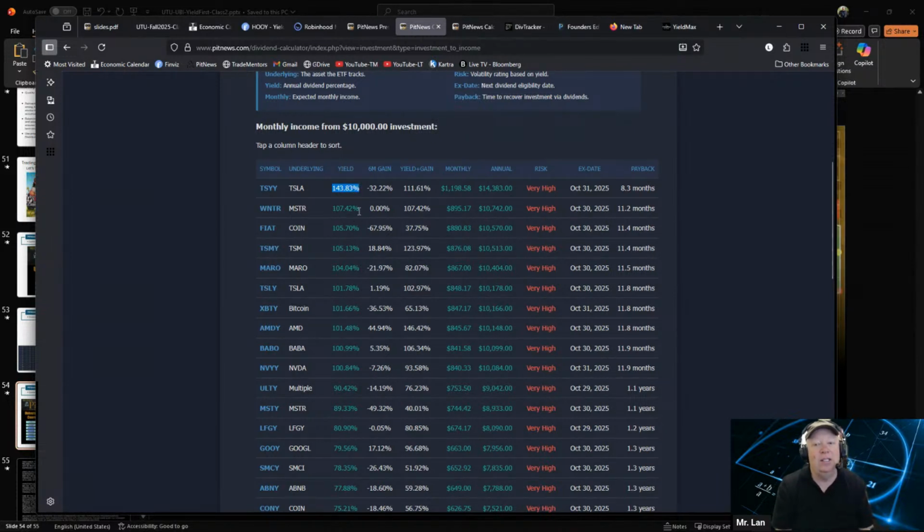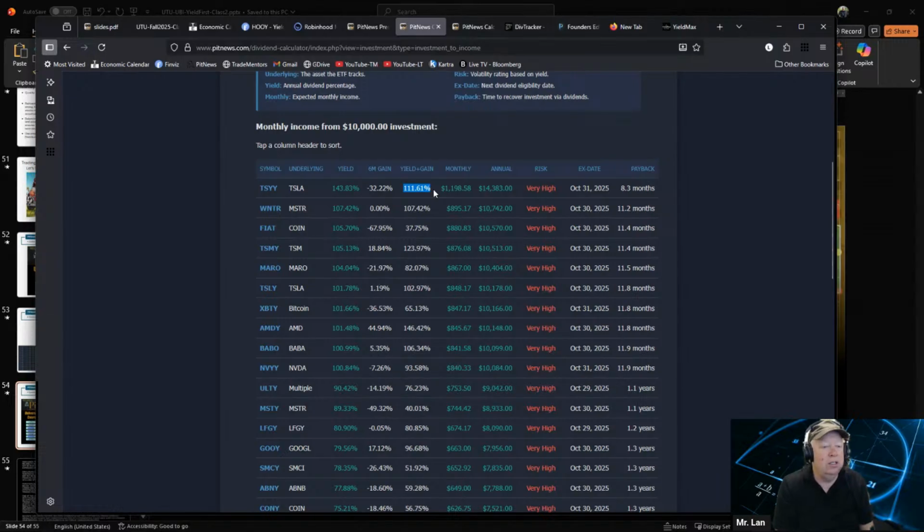Can you believe that? That's just crazy money. That's so much money. It's unreal. I can't believe it. Now, is it not going to return? The thing is we've got to take the gain into consideration as well. For the 6-month gain, I think it's actually calculating this for the last 6 months, not the last year. So we've got a negative 32%. It's dropping in value, right? So the gains are going down over the last 6 months. If you subtract the gains from the yield, you get 111% return.